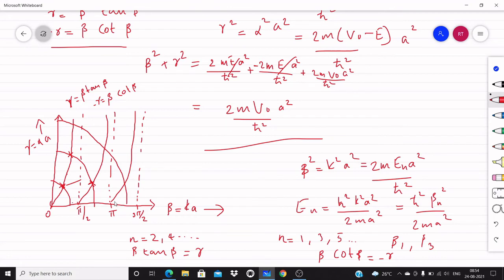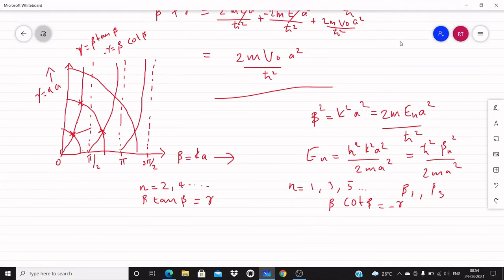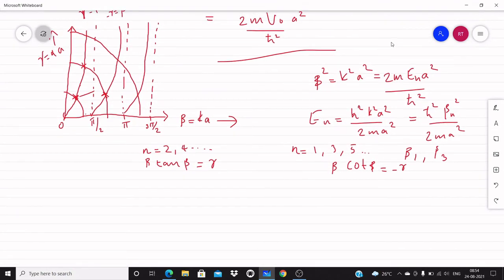This means one intersection corresponds to the first energy level, and that is the symmetric case. Okay, so that means 0 less than radius less than pi by 2. Let us analyze that. Let us just analyze the radius. This is the radius, right?